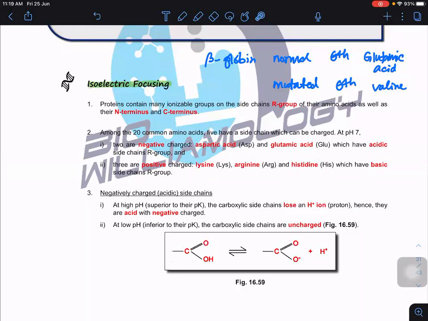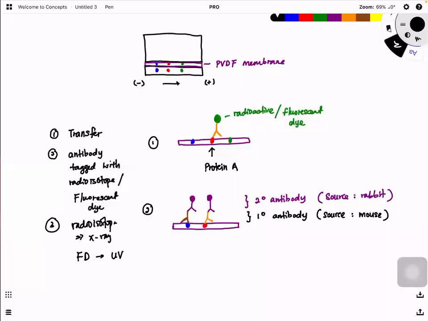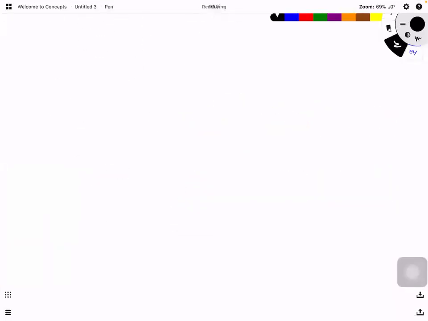Now I'm going to show you what actually happens to these amino acids when they are charged. Look at these amino acids. The central carbon C, with H and the R group, and then here COOH and NH2.